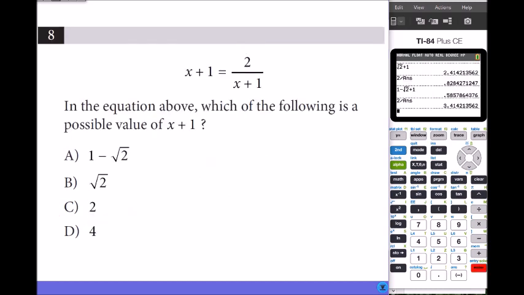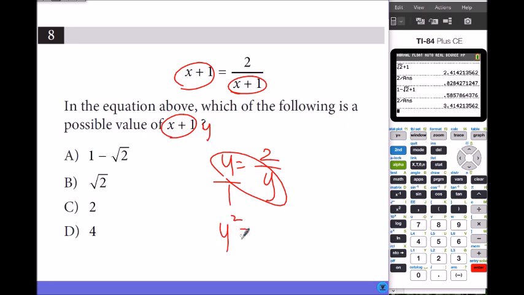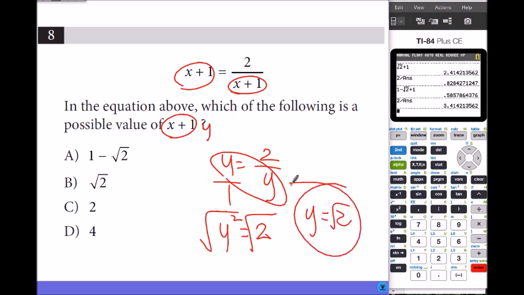All right, number 8. In the equation above, which of the following is a possible value of x plus 1? Oh, no, x plus 1, not x. So let's just call this y. So y equals 2 over y. When you cross multiply, you get y squared equals 2. So when you square root it, y becomes root 2. So it could be plus or minus root 2, but here we only have root 2. So x plus 1 can be root 2.